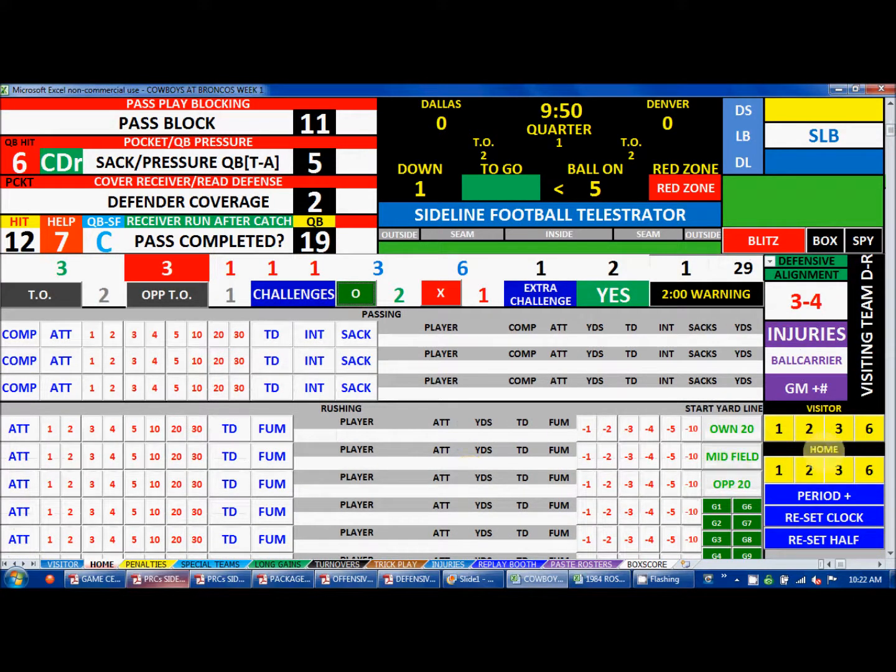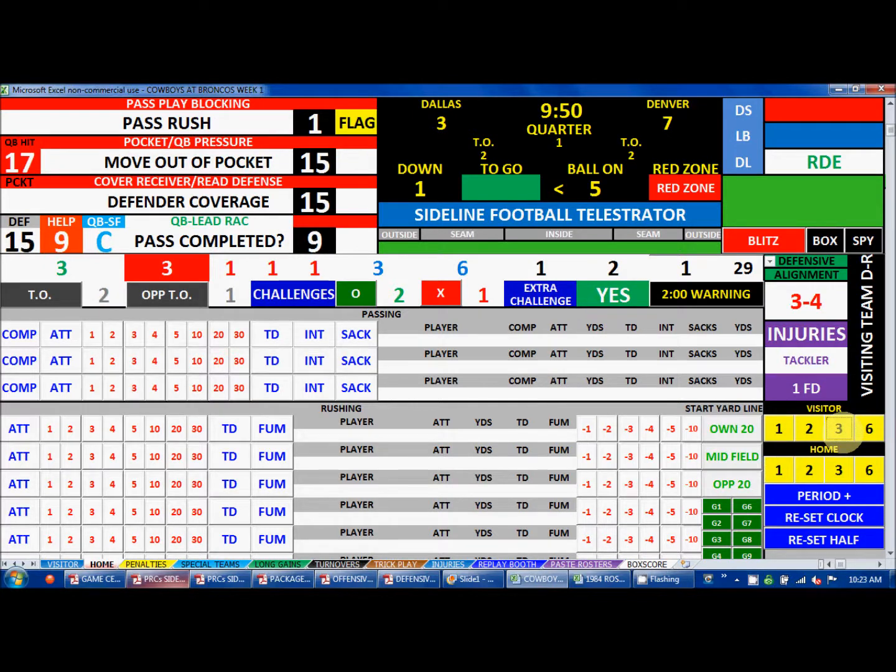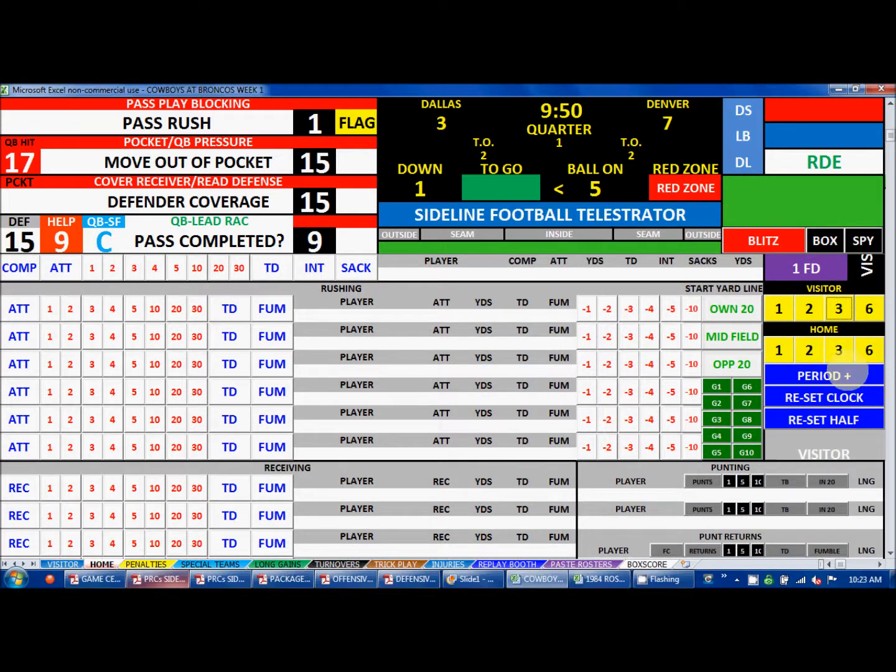And then down here, we see points. So let's say the home team scores a touchdown, kicks the extra point. They've got 7 now. Or the visiting team converts on a field goal. Now it's 7-3. This resets the clock or bumps up a period.